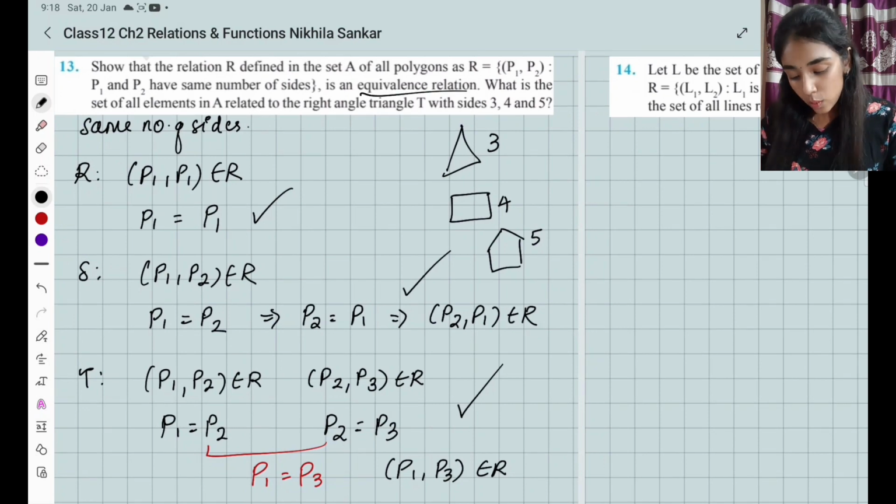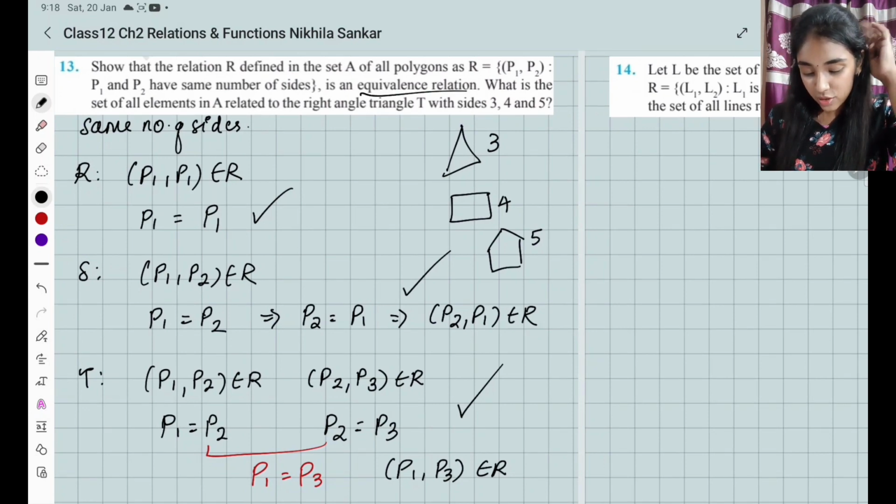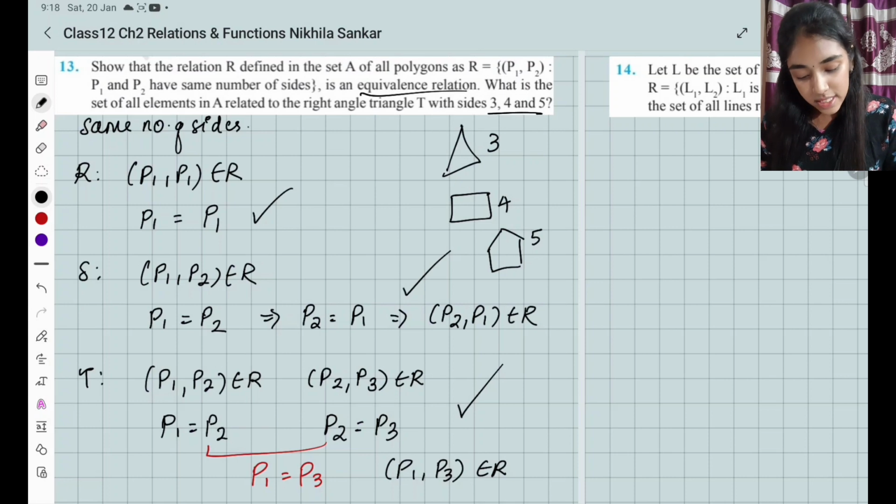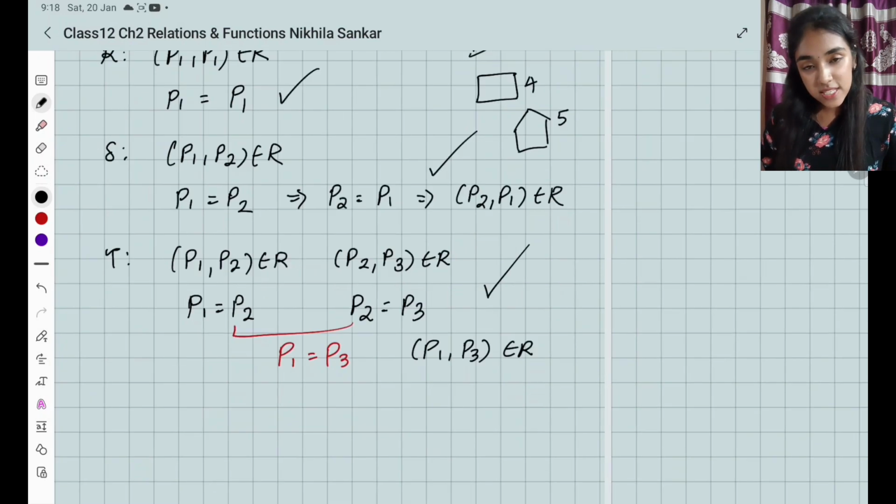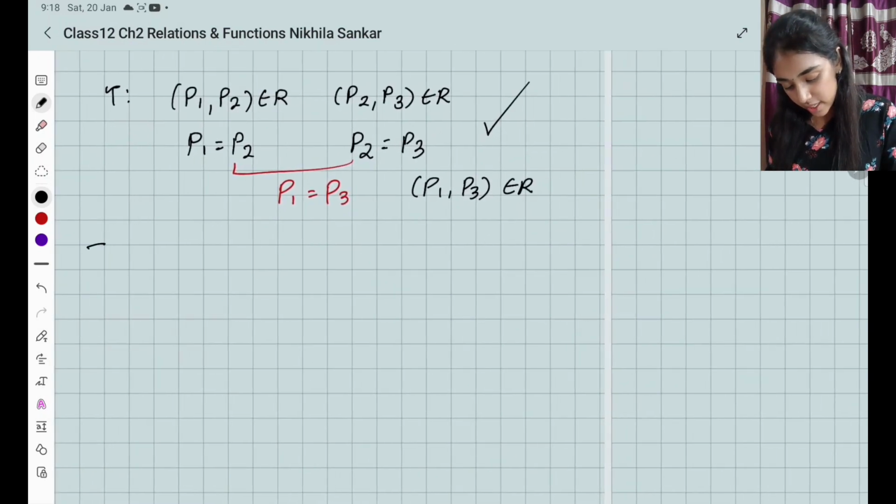We have proved that. What is the set of all elements in A related to the right angle triangle T with sides 3, 4, 5? Now, what is the set of all elements in A related to the right angle triangle with sides 3, 4, 5? What have they given here? They have given polygons. Now let us take a triangle. A is related to the right angled triangle with sides 3, 4, 5. So you are given a right angled triangle with sides 3, 4, 5.